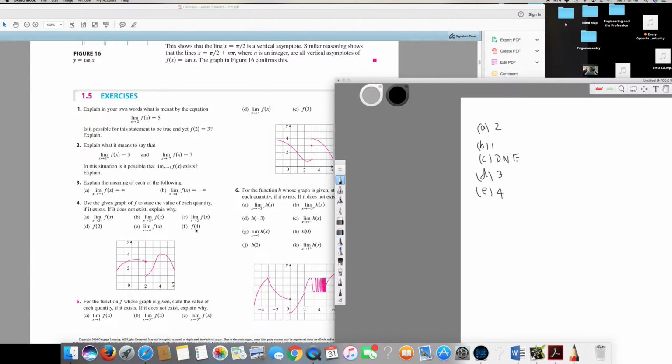And what is f of 4? f of 4 does not exist, because we have an open dot right here. We don't have any closed dot. So therefore, f of 4 does not exist. That is the answer for this question. Let's move to the next one.